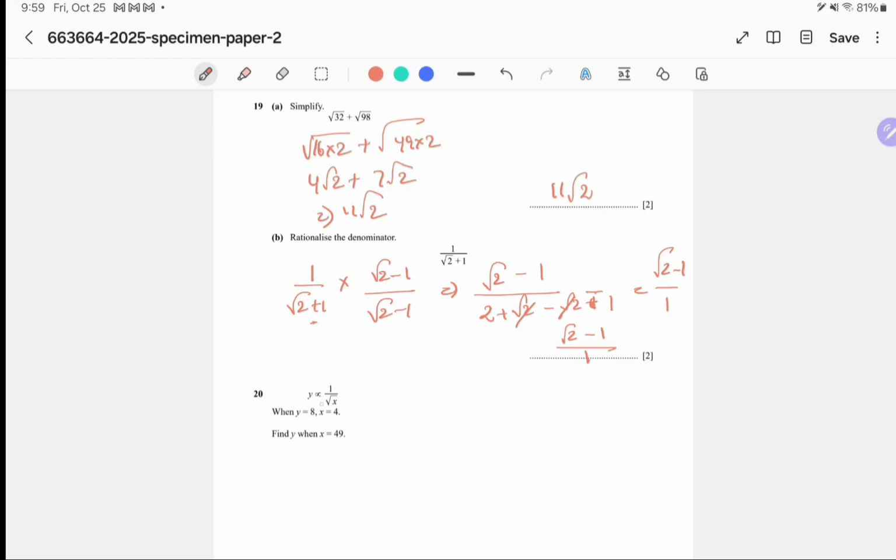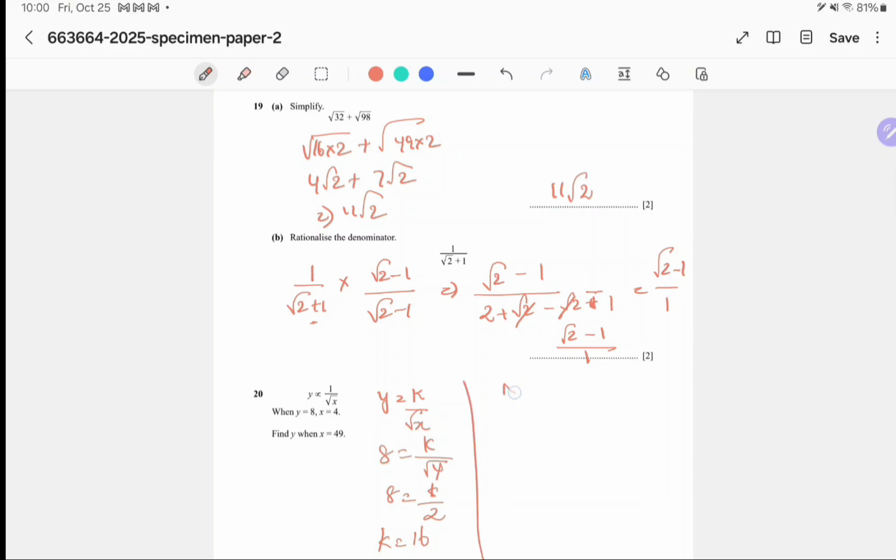Now next, 20th question, y is proportional to 1 by root x. To make it an equation, we are introducing a constant, y is equal to k by root x. Now we have to find the value of k by substituting 8 for y and 4 for x. So 8 is equal to k divided by root 4, which is 2, so k is equal to 16. Cross multiplying, k is 16.